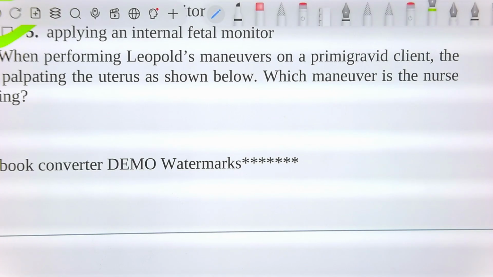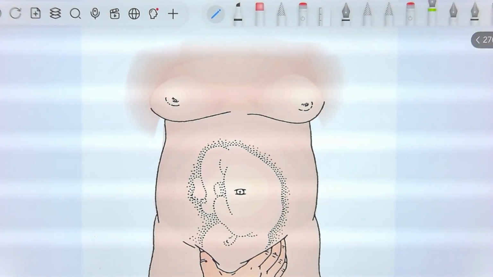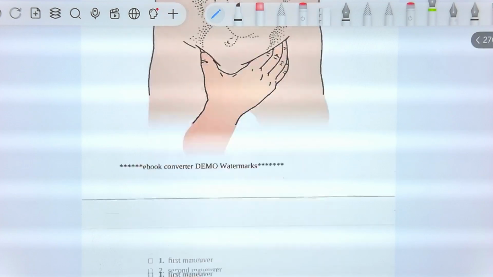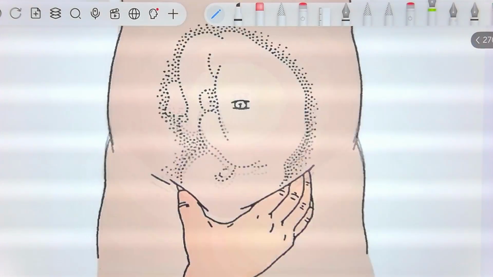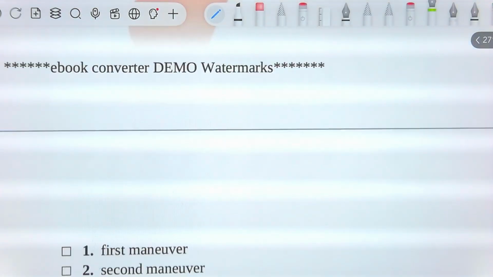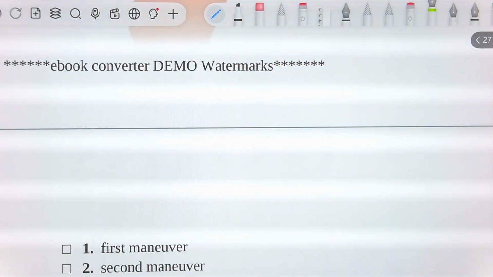When performing Leopold maneuvers on a primigravid client, the nurse is palpating the uterus as shown below. Which maneuver is the nurse performing? So look at the image. Which maneuver is performing? So these are your options. So what will be the right answer? Look at the image again and read all the options. That is third maneuver.